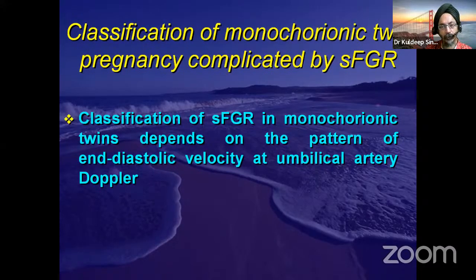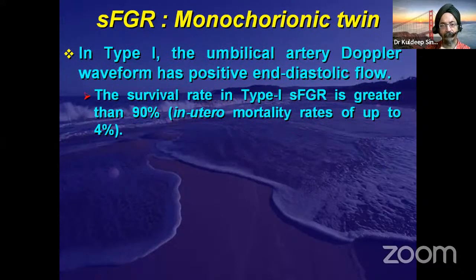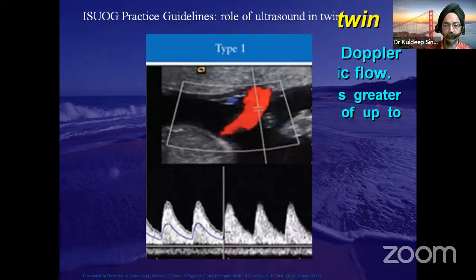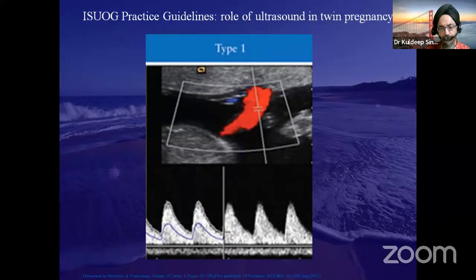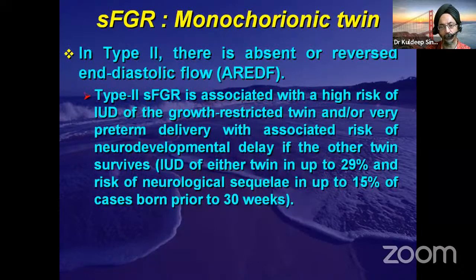In terms of monochorionic twin pregnancies which are complicated by selective FGR, we have a specific classification on Doppler. How are we going to be using that? In this, umbilical artery is extremely helpful. We have type 1, where we are looking at positive end diastolic flow, but reduced. Survival is greater than 90%. We need to be looking at how's the brain sparing, how's the ductus venosus, and what week of gestation we are looking at. So we're looking at positive flow, meaning there is flow in diastole, it's still not reached absent end diastolic flow.